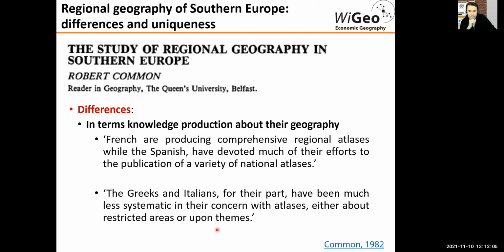So, the author points out, and these are quotations, that the French start producing comprehensive regional maps, while the Spanish start devoting more attention to the publication of national maps. So while the French were more concerned with characterizing their regions, and this very much reflects what we know as French, with strong departments, strong regions, and they call their regions departments, while the Spanish call communities or provinces. And all these behave differently also in the way they characterize their own regional geography.